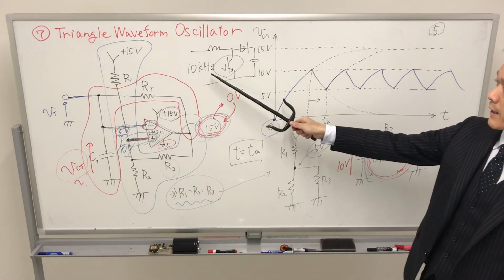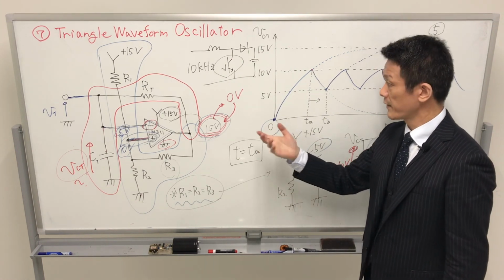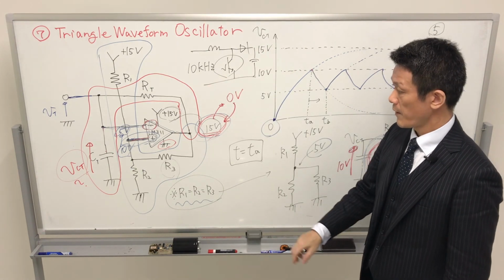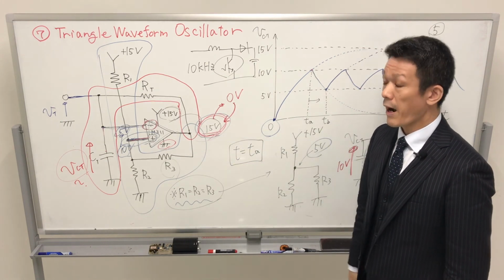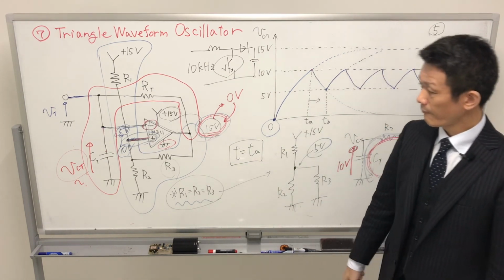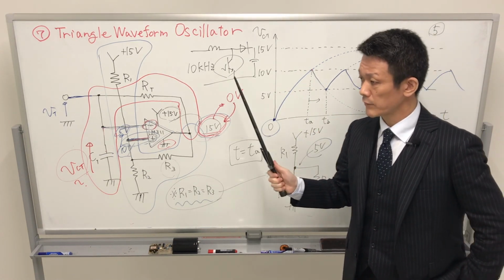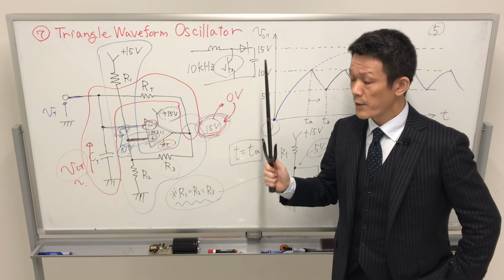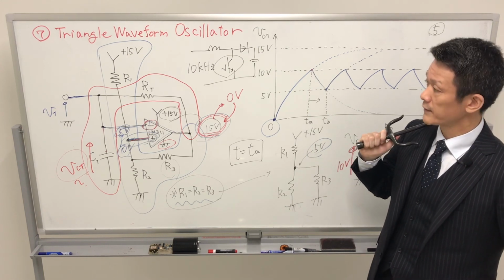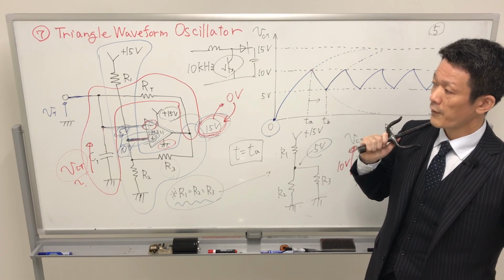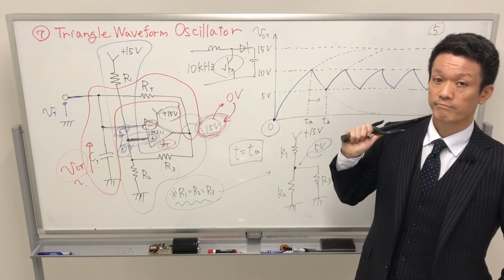In the case of 10 kilohertz, please design each value, okay? Okay, that's all for only the operation principle of the triangle oscillators. Later, I will explain how to design the triangle waveform oscillator. Okay, see you.